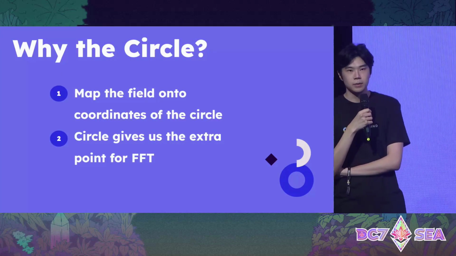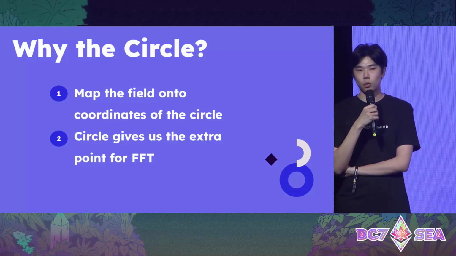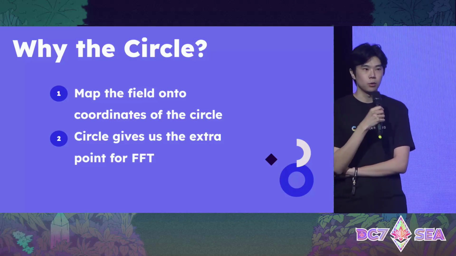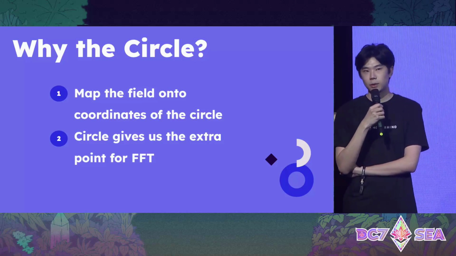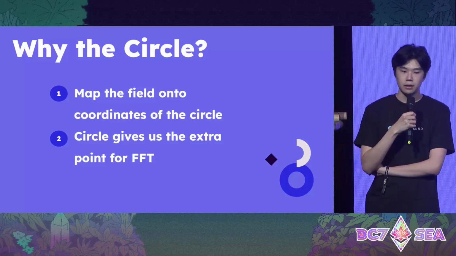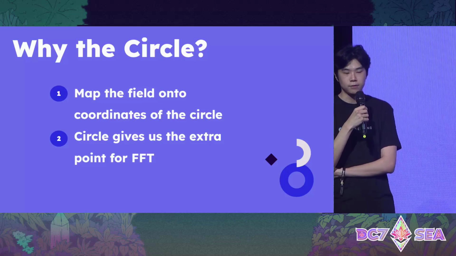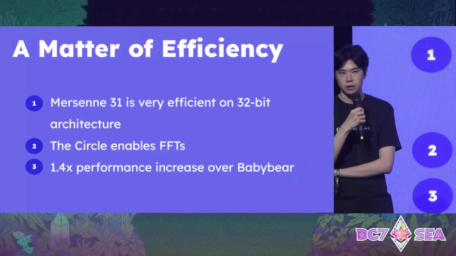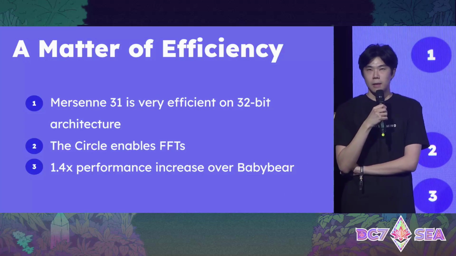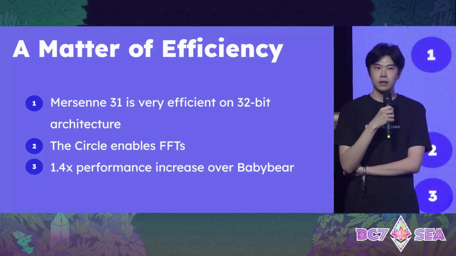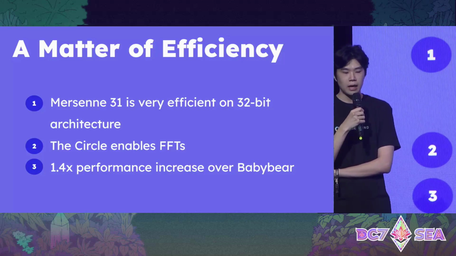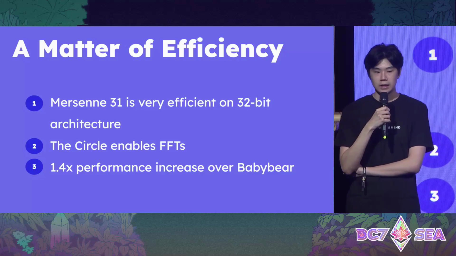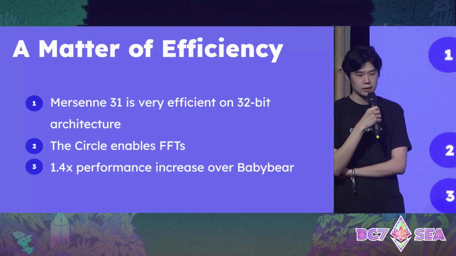And so what do we do? Mathematicians instead map this field onto coordinates of the circle, and by doing so, we gain 1 extra point. And this 1 extra point is what allows us to actually use the Mersenne 31. And that's why it's called Circle-SNARK, because we're using the circle as the group in order to unlock this FFT that we're using. And so the Mersenne 31 is very efficient on 32-bit architecture. There are lots of optimizations that you can do to really bring this out. And as opposed to the BabyBear prime, which we saw in the previous slide, the next higher field size, it's basically a 1.4x performance increase.